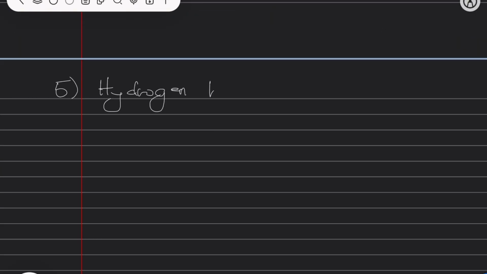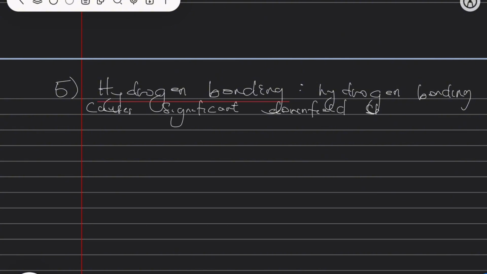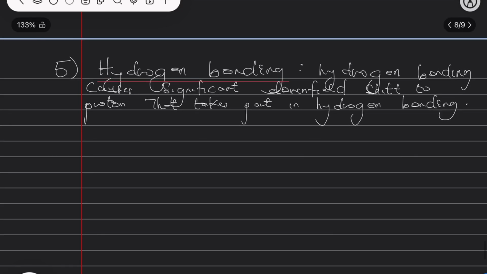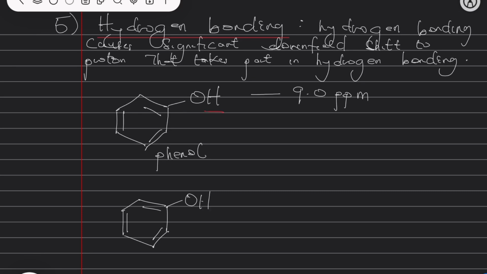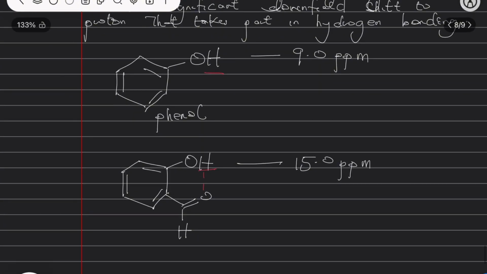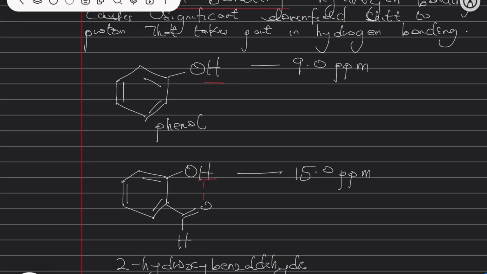resonance. Another important factor that affects proton NMR chemical shift is hydrogen bonding. Hydrogen bonding causes significant downfield shift to a proton that takes part in hydrogen bonding. Let us consider these examples below. The proton of phenol appears at the chemical shift of 9.0 ppm. The proton of 2-hydroxybenzaldehyde is significantly more downfield than the proton of phenol because the proton of 2-hydroxybenzaldehyde is engaged in hydrogen bonding with oxygen. That is why it appeared at the chemical shift of 15.0 ppm.